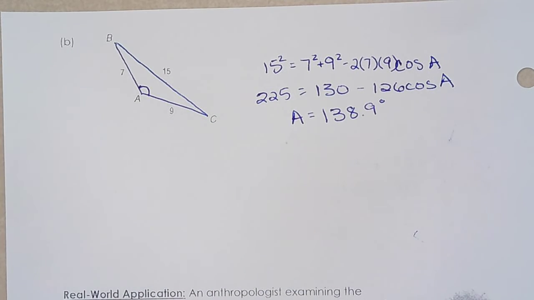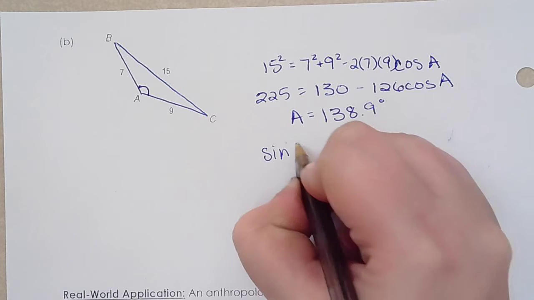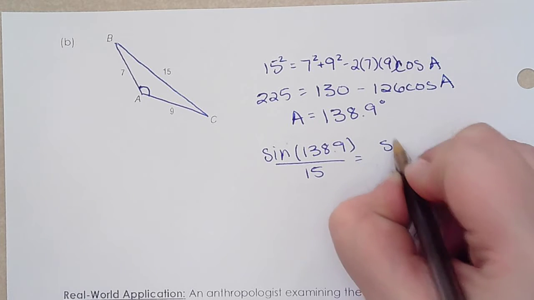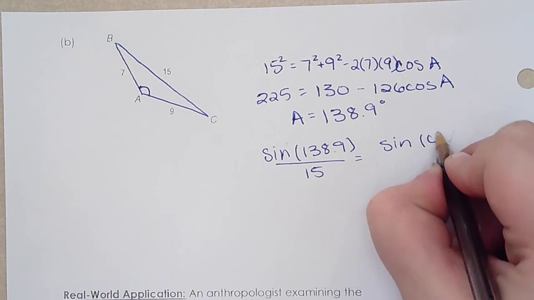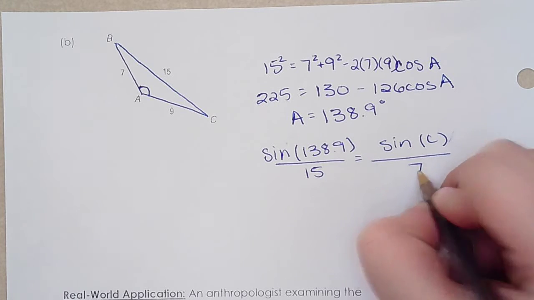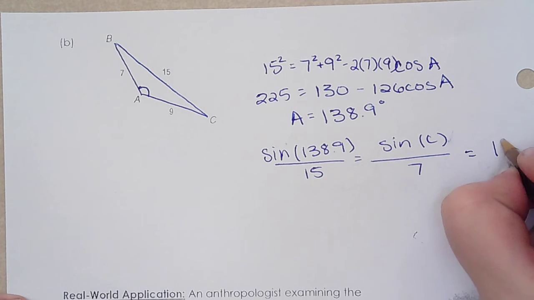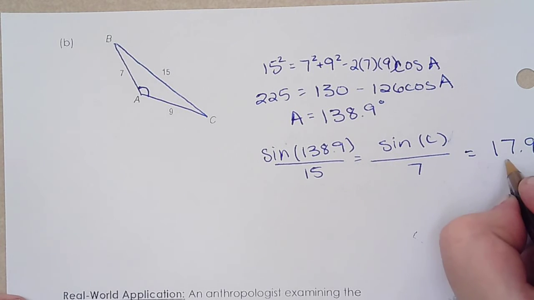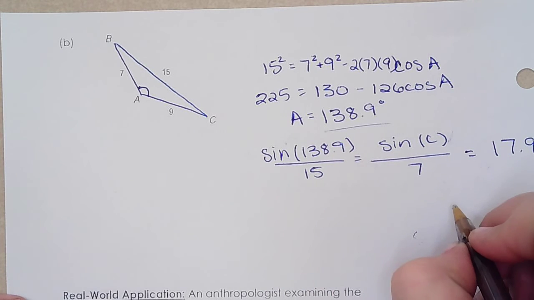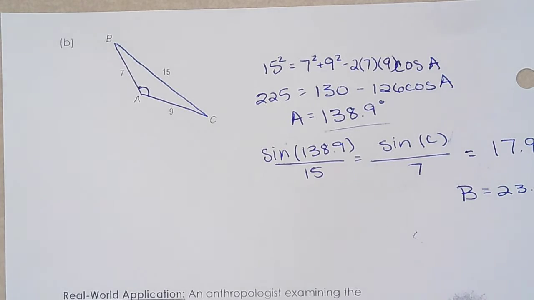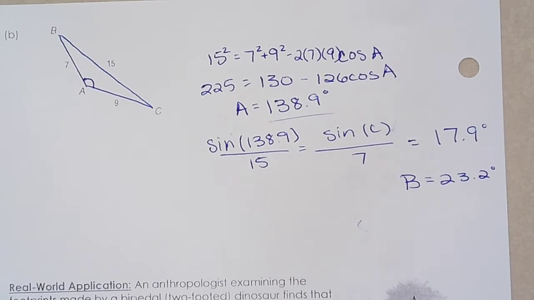All right, now that we have found the largest angle, we can just use law of sines. Sine 138.9 over 15 is equal to sine of whatever angle, let's do C first, over 7. Calculate it out. I find that C ends up being 17.9 degrees. I then subtract that and 138, and I find that B is equal to 23.2. I know I went through that really fast, so pause the video, go back and listen to it again if you need to, or shoot me an email with questions you have on how I did that.